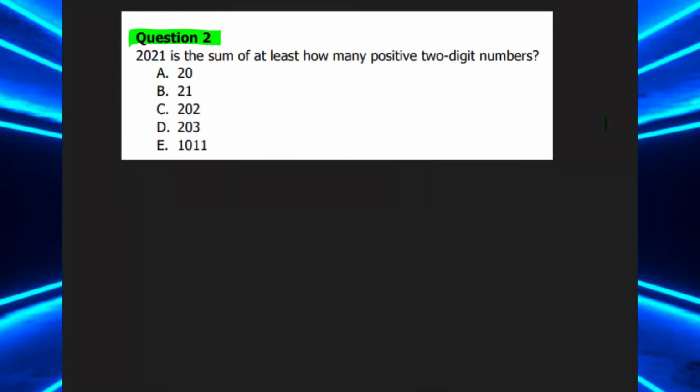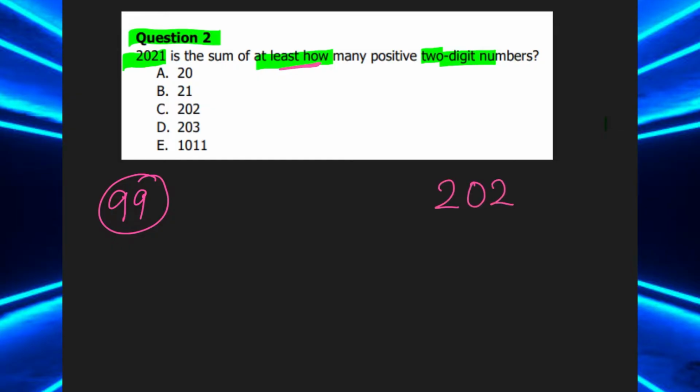Question number 2. 2021 is the sum of at least how many positive 2-digit numbers? Now, because we want the least number of 2-digit numbers to join together, that means we will be assuming that we'll take mostly 99s. So we finally want to get 2021.